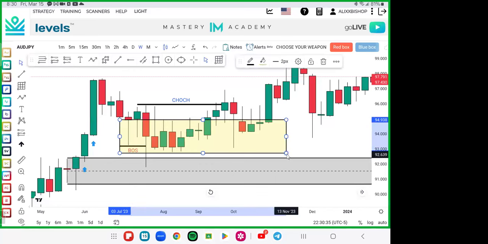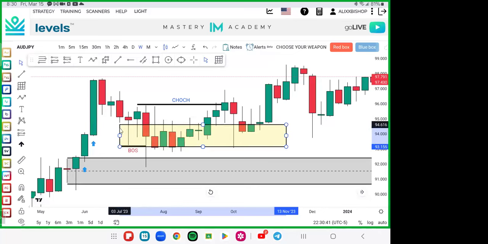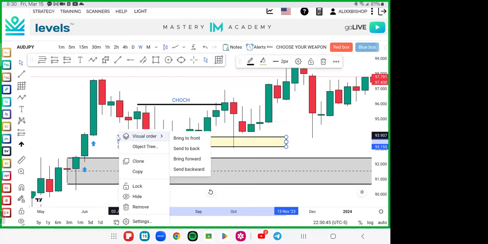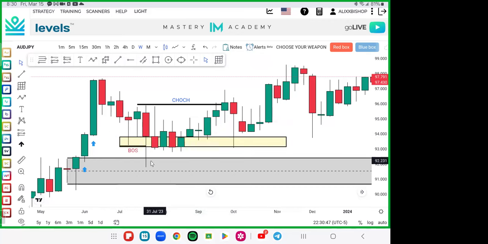We have a shoulder. Now, yes, this is the weekly, so I don't really use weekly shoulders. Usually I take them all the way back down to the 4-hour, which is usually something like this. But that's also an opportunity, right? But we also have one more.